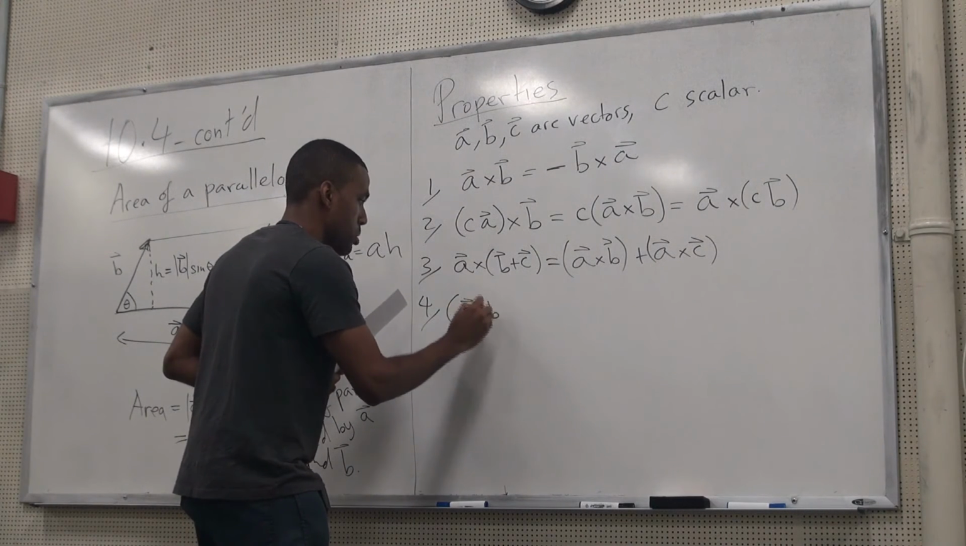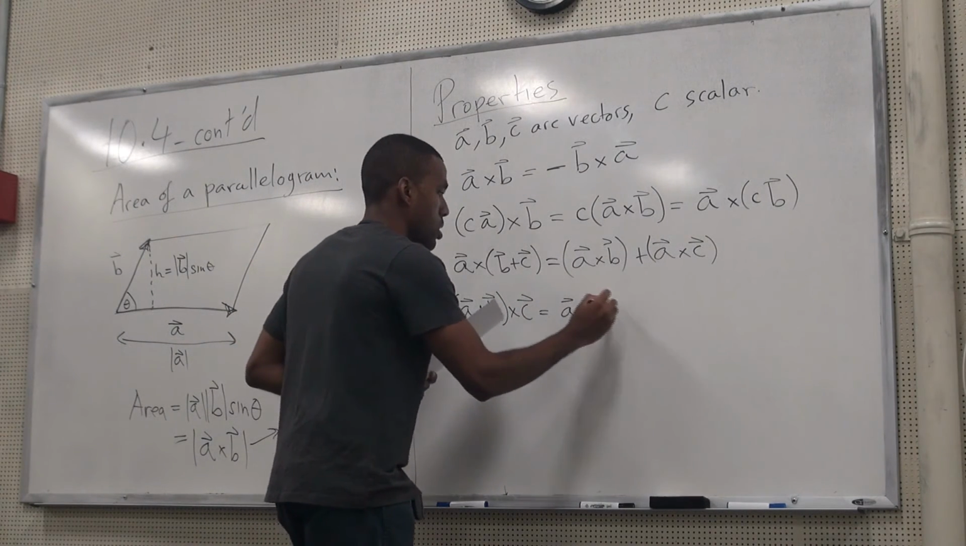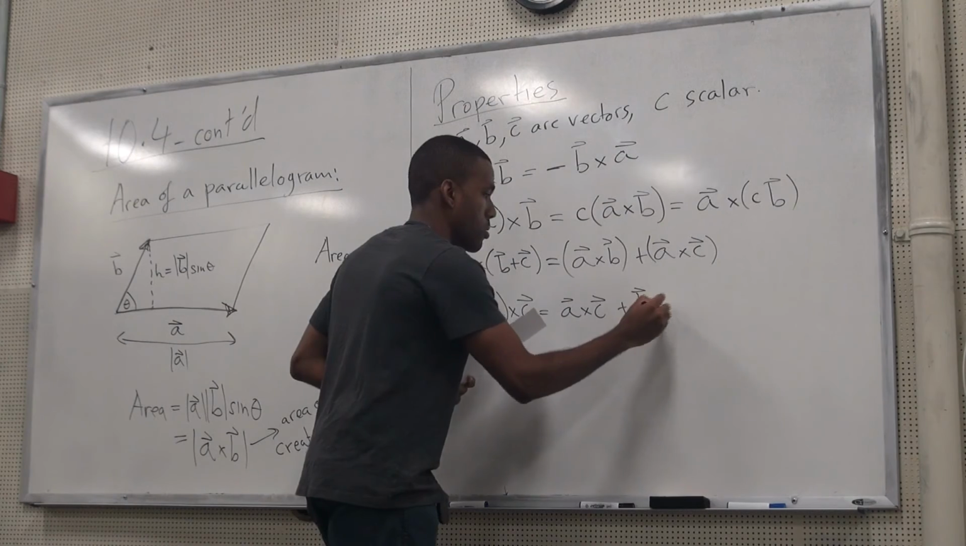It goes the other way as well. So if I have A plus B cross C, this is A cross C plus B cross C.